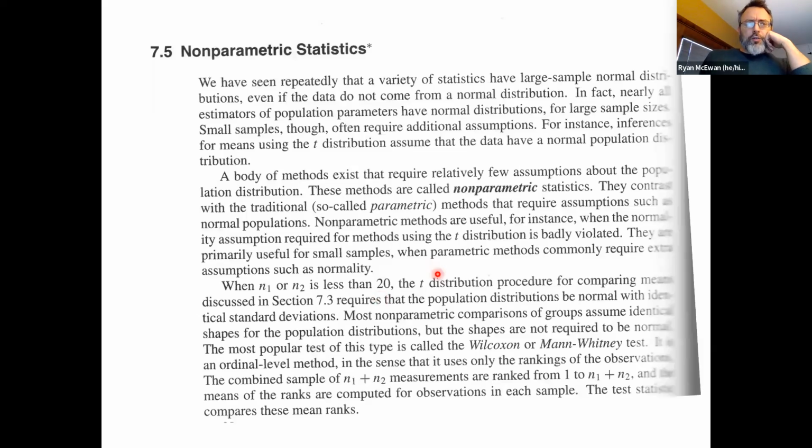Okay. You can pause on this if you want to read it. If you've got large sample sizes, you don't have an issue. This is what this is saying. This is from some book.